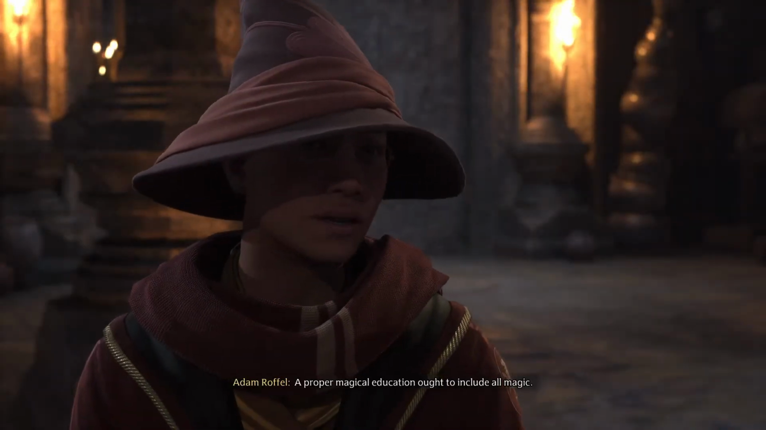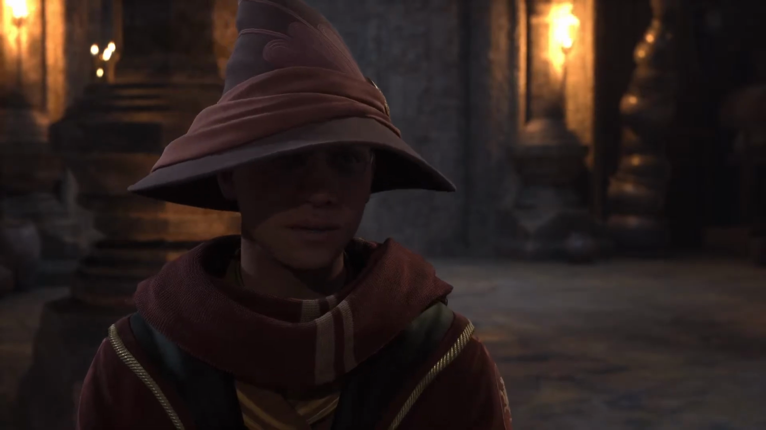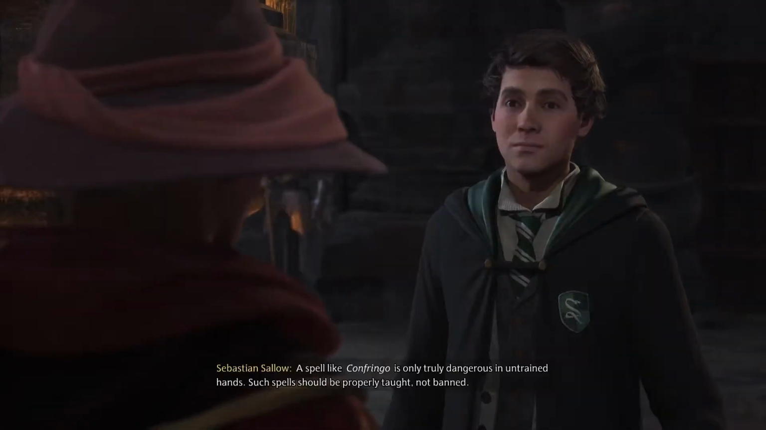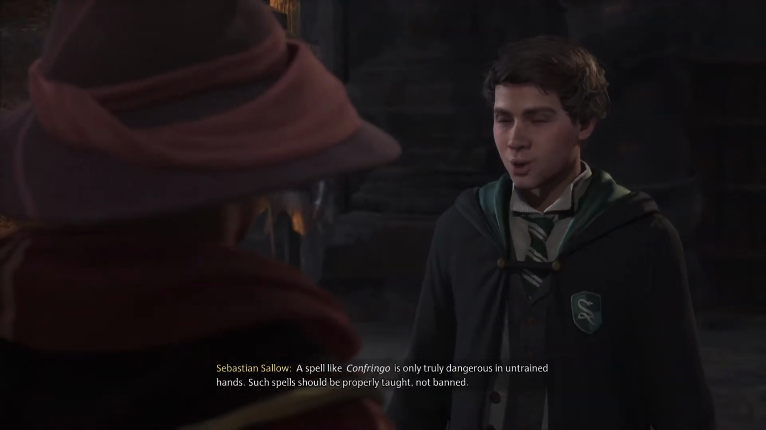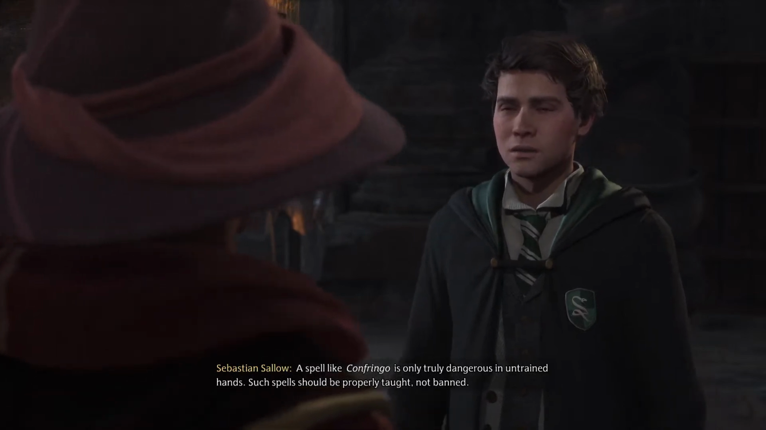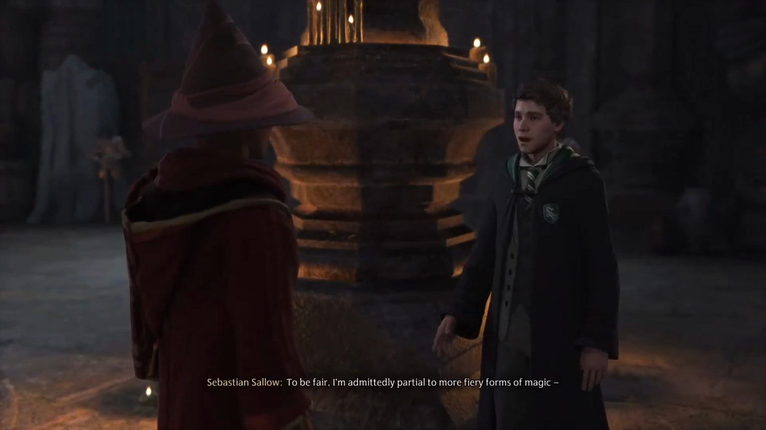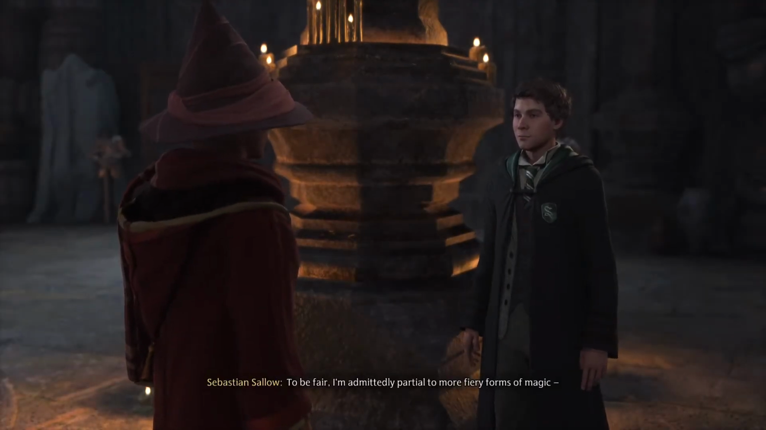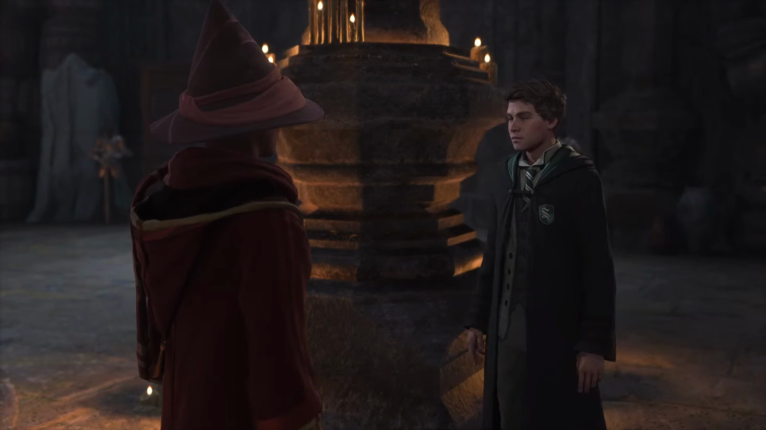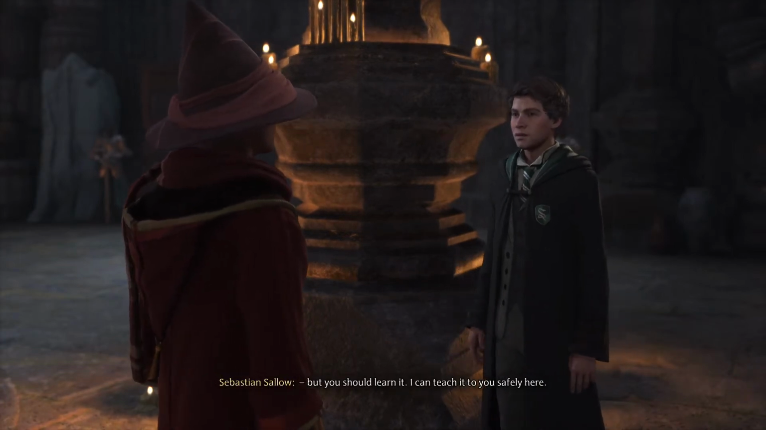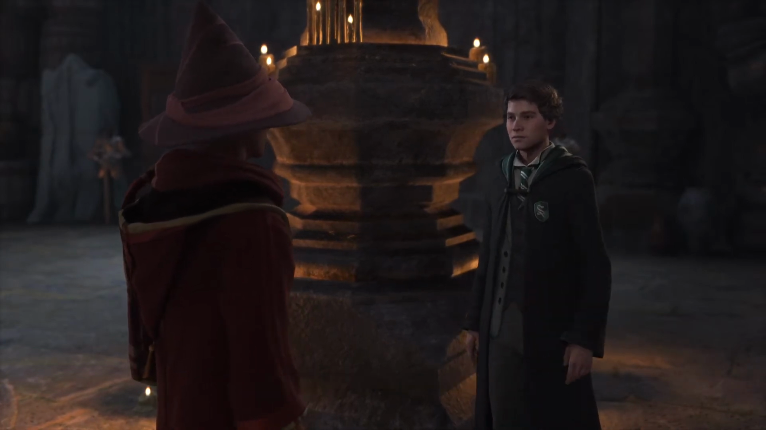A proper magical education ought to include all magic. My thoughts exactly. A spell like Confringo is only truly dangerous in untrained hands. Such spells should be properly taught, not banned. To be fair, I'm admittedly partial to more fiery forms of magic. But you should learn it. I can teach it to you safely here.